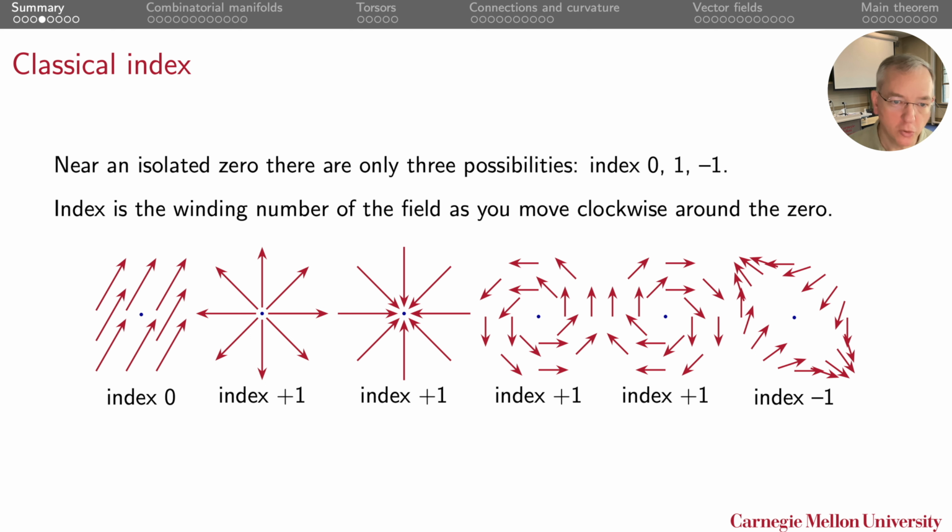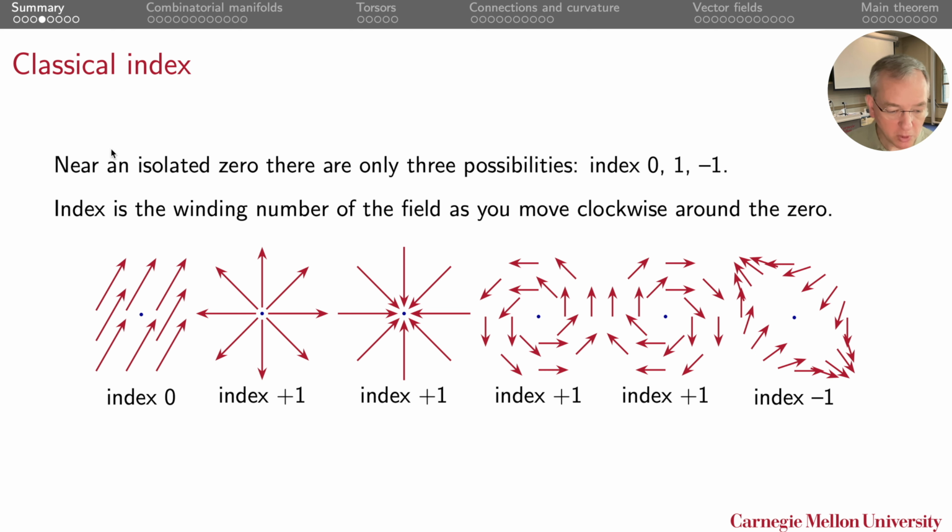So the classical story of vector fields and index is that near a zero of a vector field, a place where the vector field vanishes, there's only 3 possibilities, that there's an index of 0, +1, or -1. There are such things as higher index, but they can always be perturbed to split into nearby points that fall into one of these classes here.